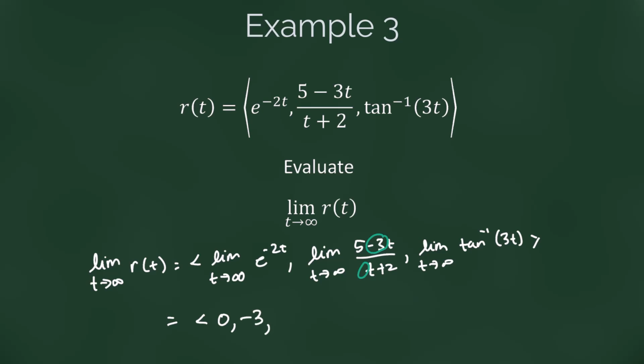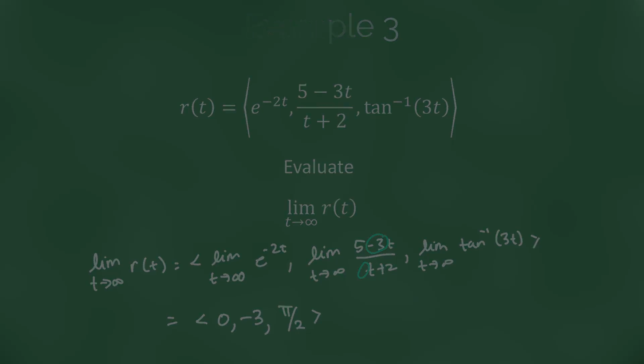And then we know that as t goes to infinity, the inverse tangent approaches pi over 2. Remember, the horizontal asymptote of the inverse tangent is going to be the same as the first vertical asymptote of the tangent function, which is at pi over 2, and so that limit is pi over 2. So our limit vector is the vector 0, negative 3, pi over 2.